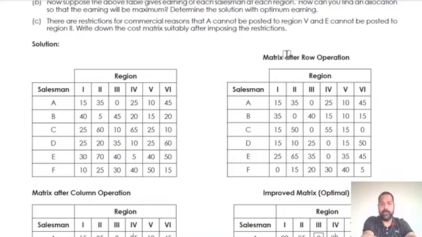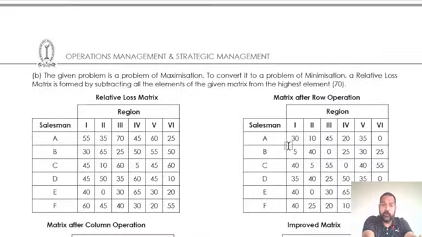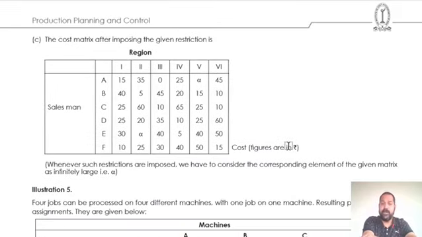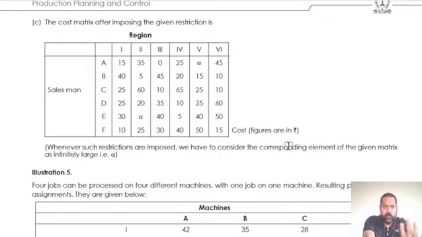Write down the cost matrix suitably after imposing the restrictions. So A cannot be sent to region 5, E cannot be posted to region 2. Are they asking you to solve it? No. All they are asking you to do is write down the cost matrix suitably by imposing the restrictions. They are not asking you to solve it.